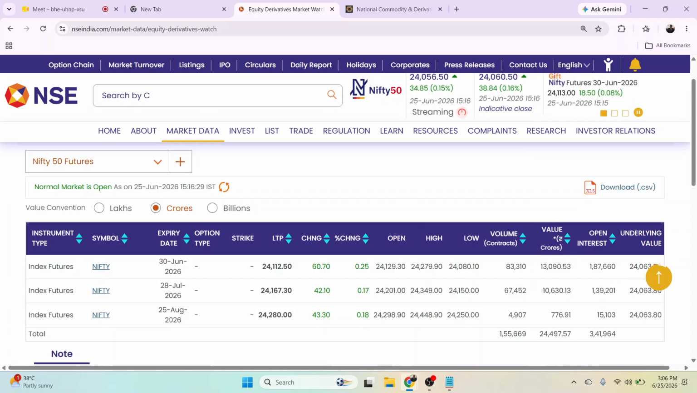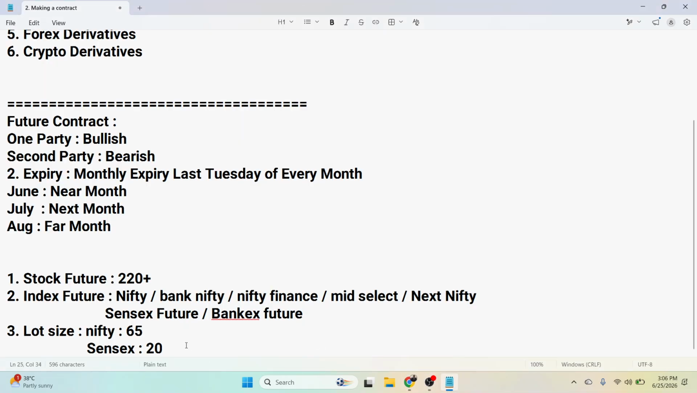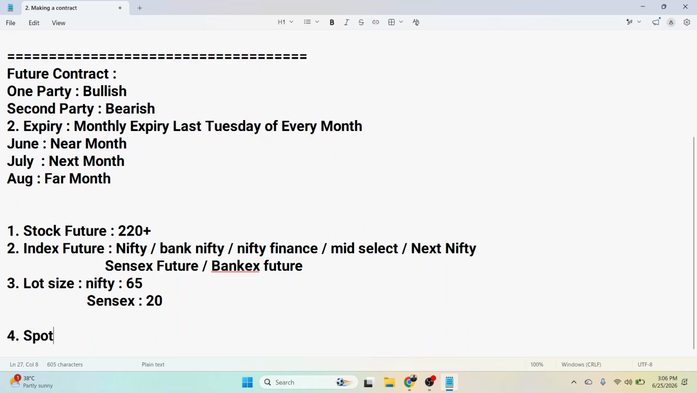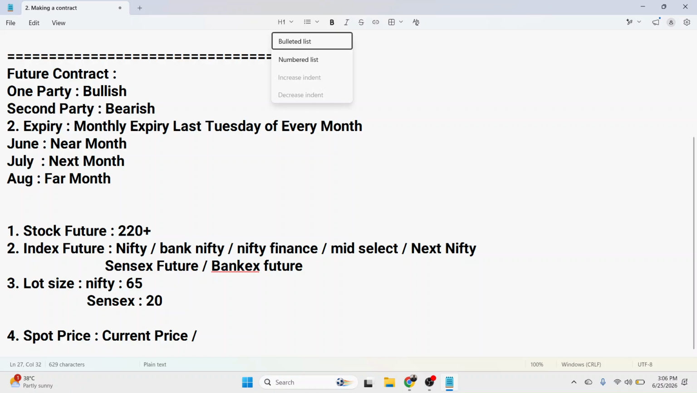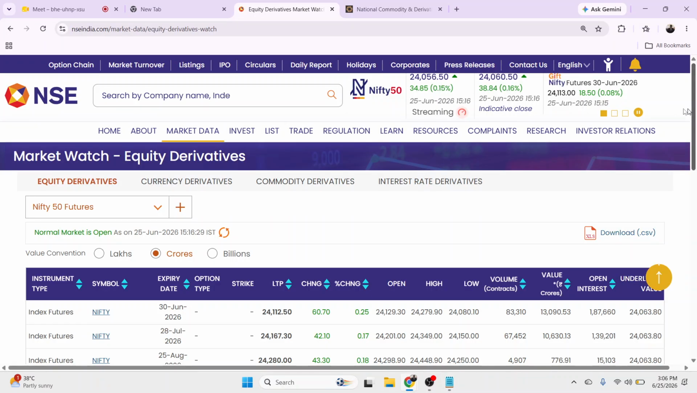Now you can see there are different kinds of prices. Nifty is right now trading at this price, 24056. This price is known as the spot price. Price means the current market price, where Nifty is trading right now. You can call it the live price, the price that is running right now. This is also known as the CMP, current market price. You can call it the spot price.